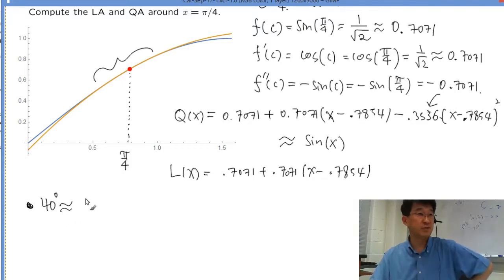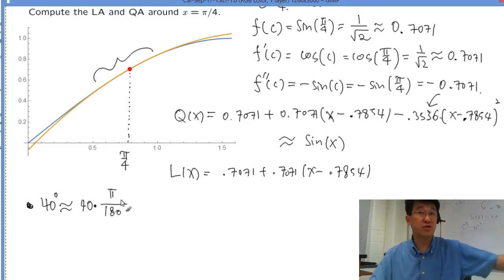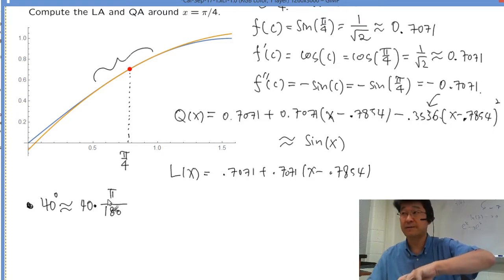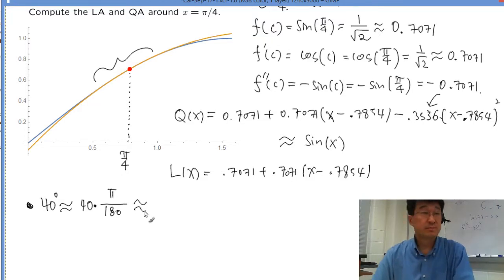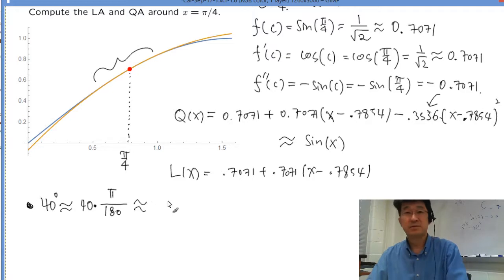The formula is this, right? 40 times what? Pi divided by 180, right? That's how you change the degree measure to radians, by multiplying by this factor. So what is it in decimal? Can somebody tell me? 0.6981.